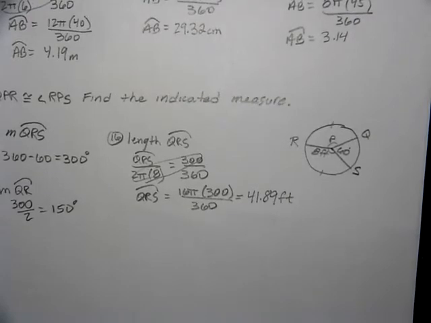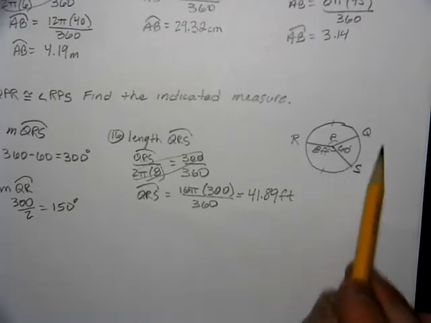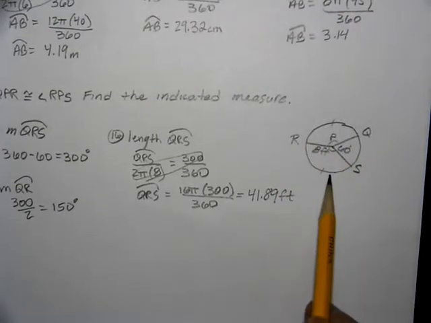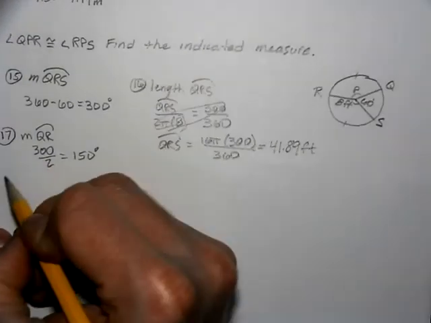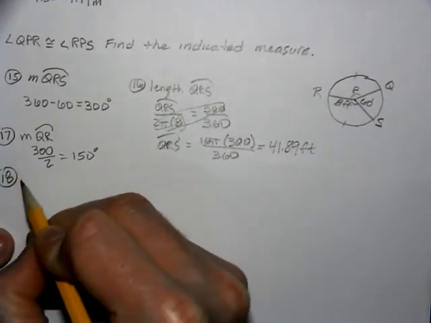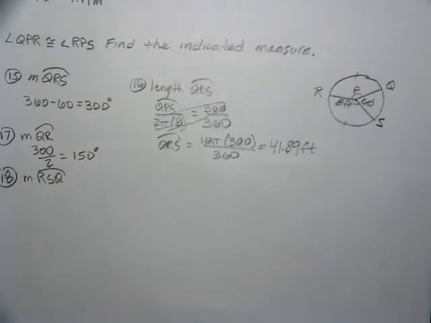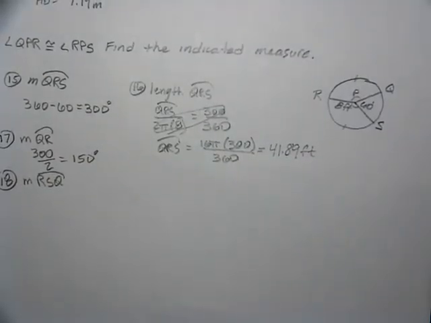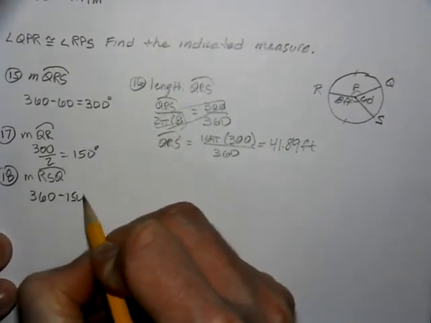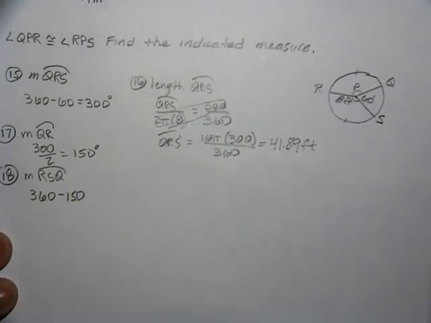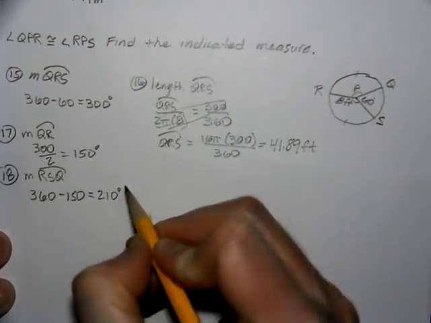So number 18, to find the measurement of RQS, is the whole circle, not counting that arc RQ. We're looking for the measure of arc RQS, and that's going to be the whole circle, not counting the measure of arc QR. So that's going to equal 210.